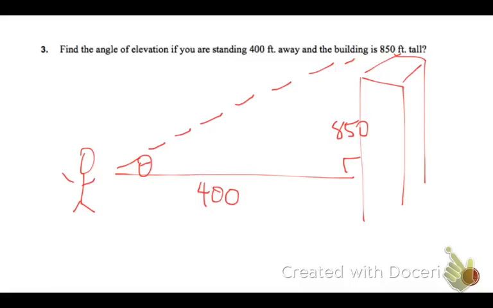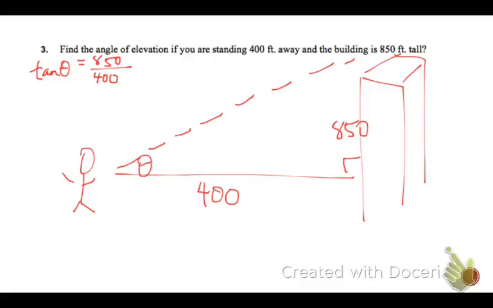So we look at what we know and what we want to know. We want to know the angle. We know the side that is opposite, and we know the side that's adjacent. So if you think of the trig function that we could use, that's tangent. So we say the tangent of theta equals the side that's opposite over the side that's adjacent.